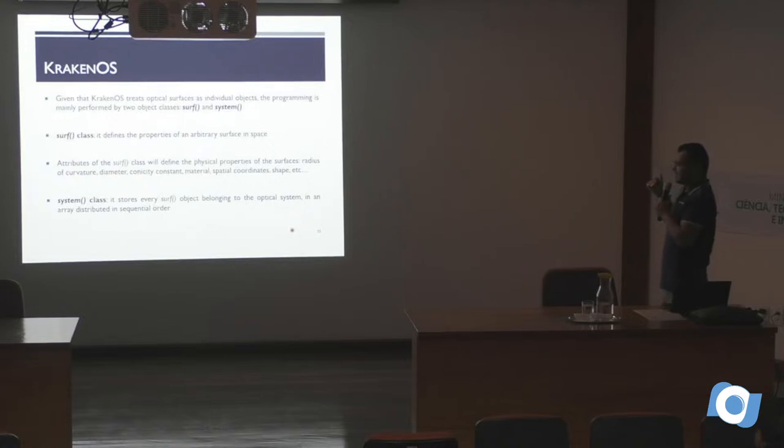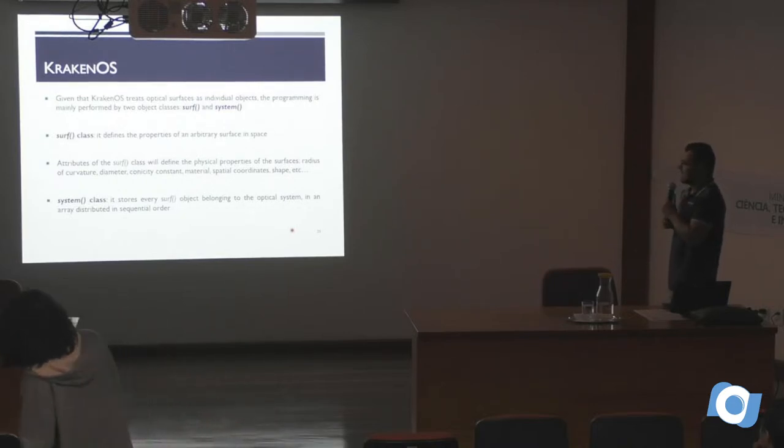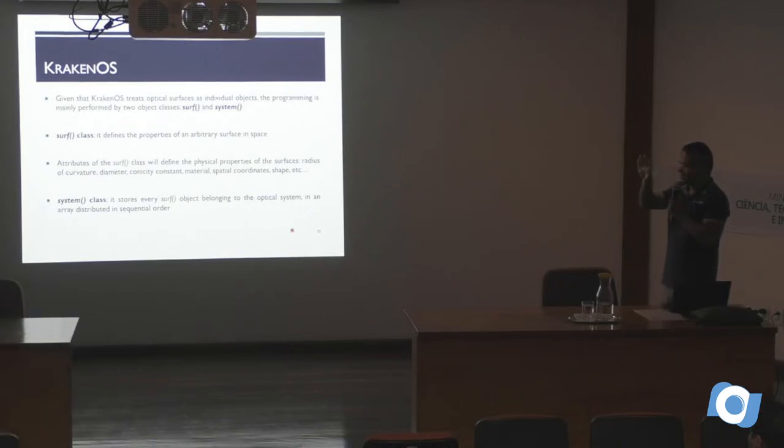KrakenOS treats surfaces as objects. Then we will have two main class objects, which are the surf class, which is an object that defines the properties of each surface in an array, like I said before. Which attributes? There are many attributes, like radius of curvature, diameter, conicity constant, material, space coordinates, shape, etc. And then when we define every surf class of our system, we will define the system class, which will encapsulate every object of the surf class belonging to a system, which will also be an array in sequential order. Order of position, right? Not of ray tracing.